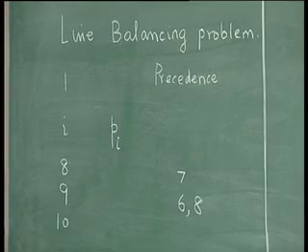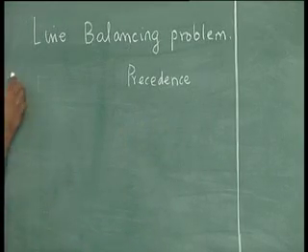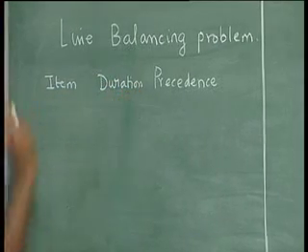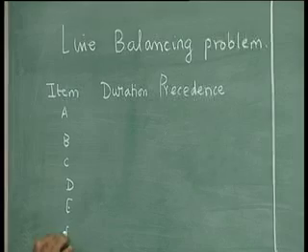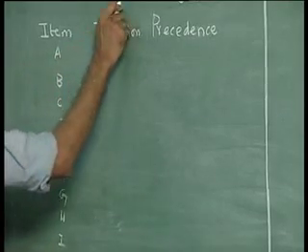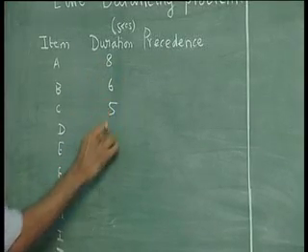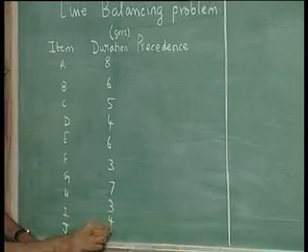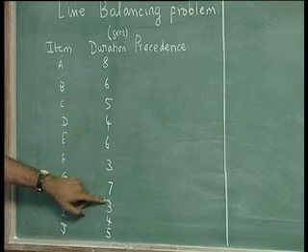Now, to take a typical example, we will assume that there are 10 items, we call them A, B, C, D, E, F, G, H, I, J, and let us say the duration given in seconds to assemble would be something like 8, 6, 5, 4, 6, 3, 7, 3, 4, 5, say. So, it adds up to 51.